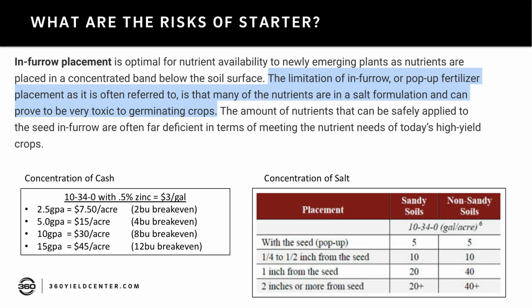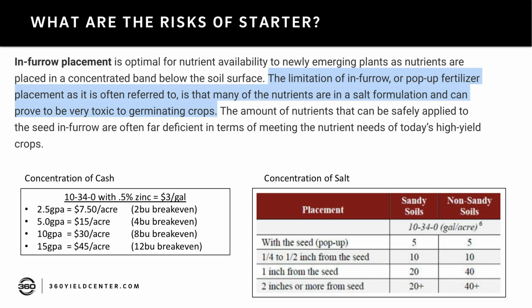Known issue. So I thought the table on the bottom right corner does a good job of illustrating this. It's a report by, again, Pioneer, same report. And this is for 10-34-0, which is at the higher end of the salt index. For 10-34-0, they say if you're going to put it on seed, no more than 5 gallons per acre. If you're going to put it a quarter to a half an inch away, you can go up to 10 gallons per acre.